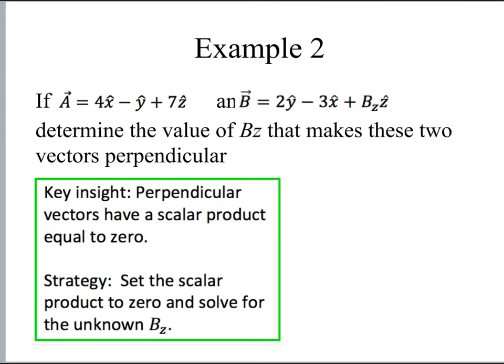First is our key insight, which we've talked about before. Perpendicular vectors have a scalar product equal to 0. So our strategy is going to be to set the scalar product of these two vectors to 0, and then multiply everything out and solve for our unknown.